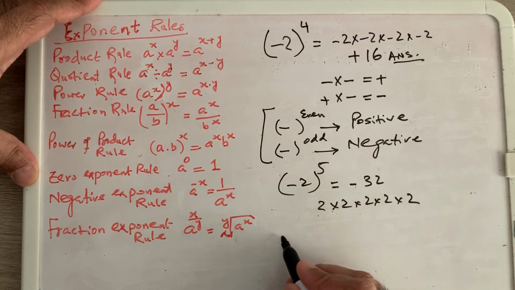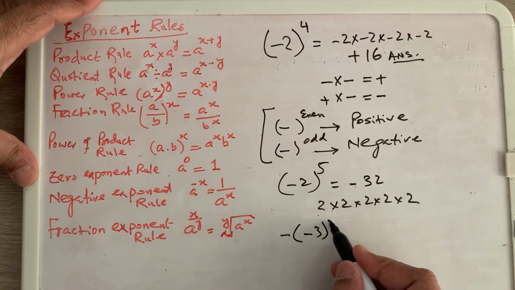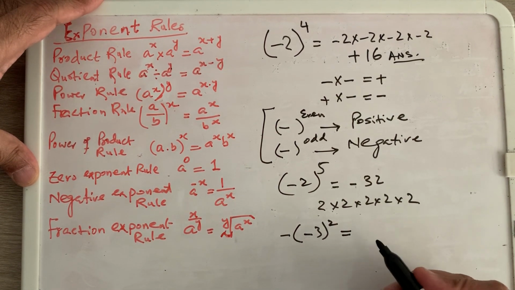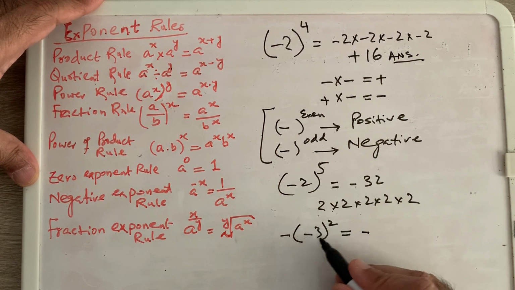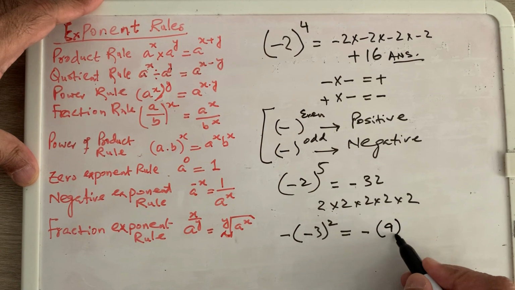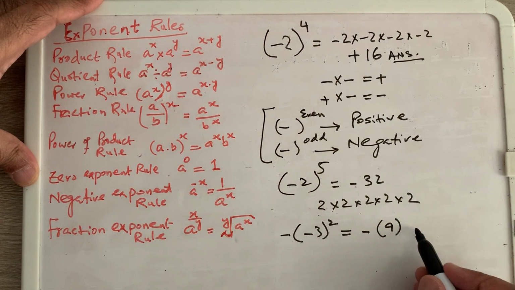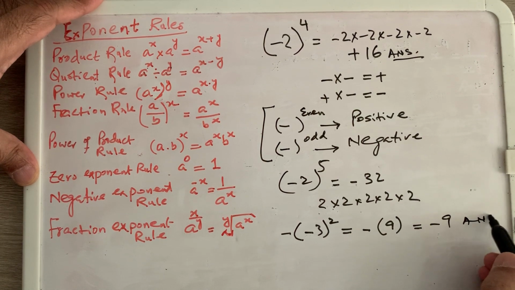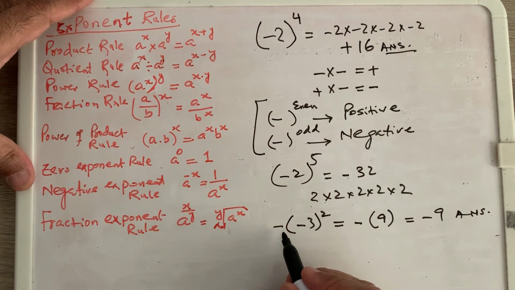So if we have a negative sign outside the bracket, then it will also be treated as a negative sign, and then we have to multiply whatever we get inside the bracket. So if I have -(3) whole squared, that means my answer inside the bracket will be plus 9 because it's an even power, but this minus sign will make it negative again. So my answer will be -9, right? So you have to be careful if there is a negative sign outside.